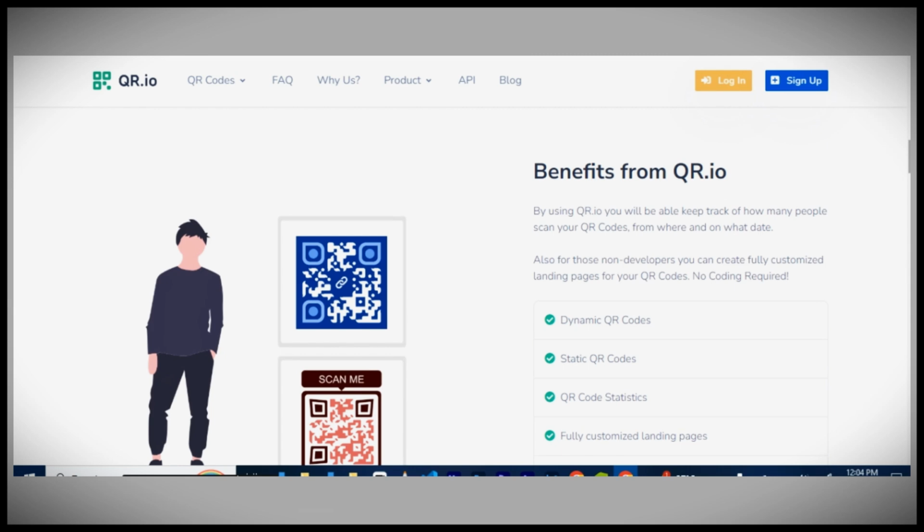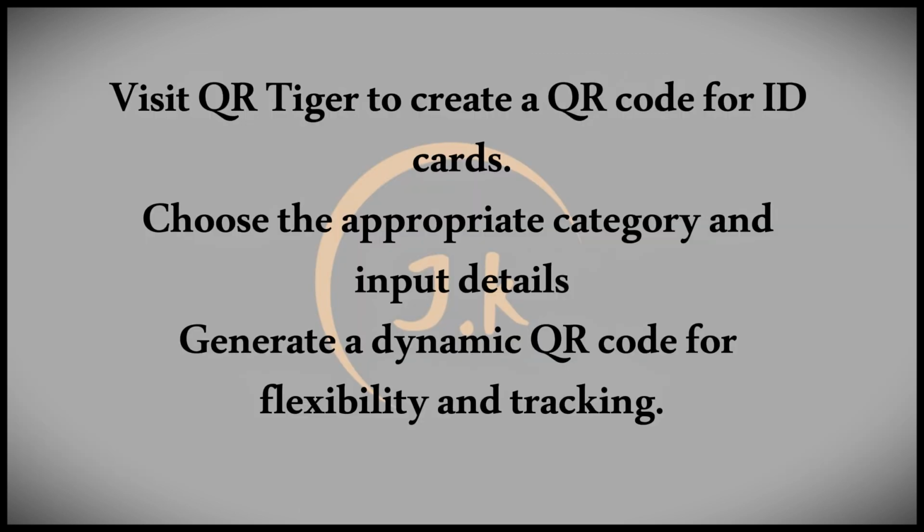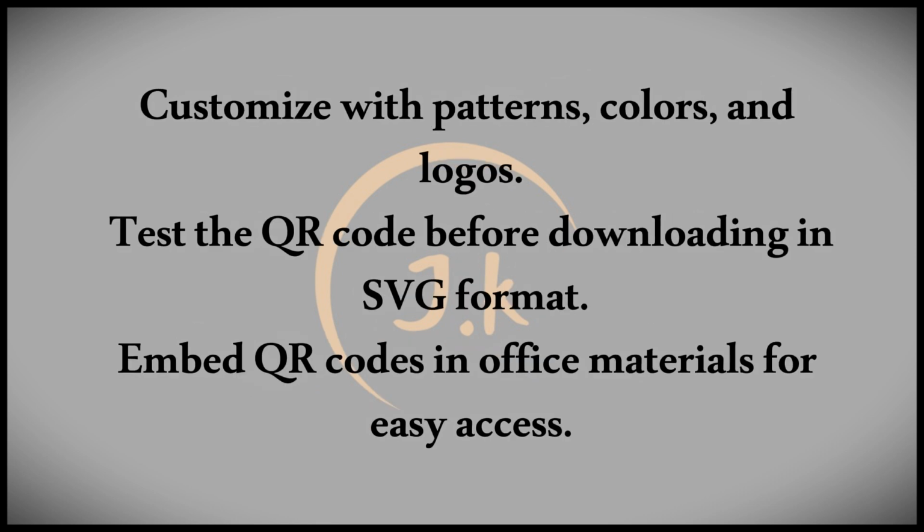Visit a QR code generator like QR Tiger and choose the category relevant to your needs. Enter the required details. Opt for dynamic QR codes to allow edits and track scans. Customize your QR code with patterns, colors, and logos to enhance recognition. Test the QR code to ensure it functions correctly before downloading.